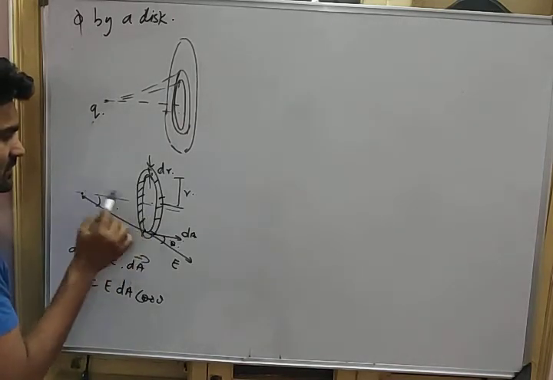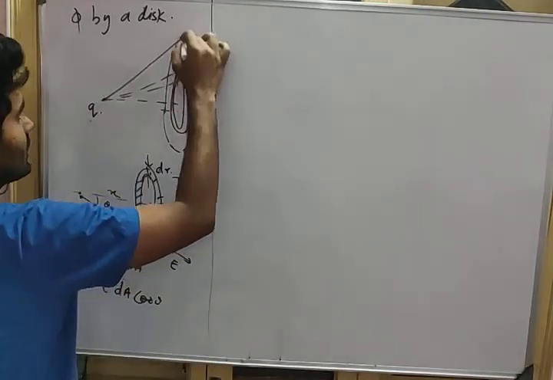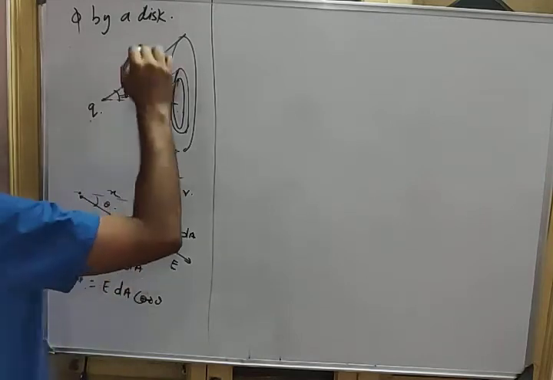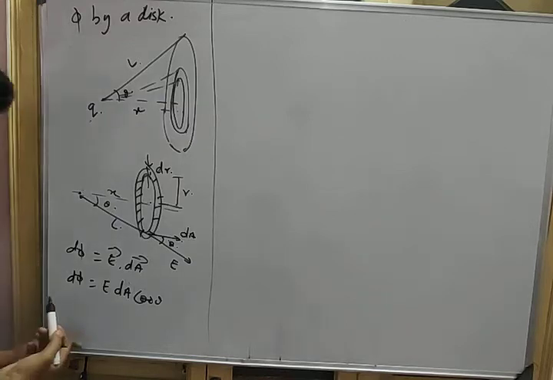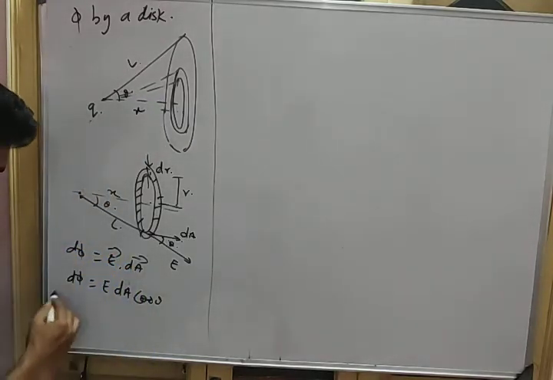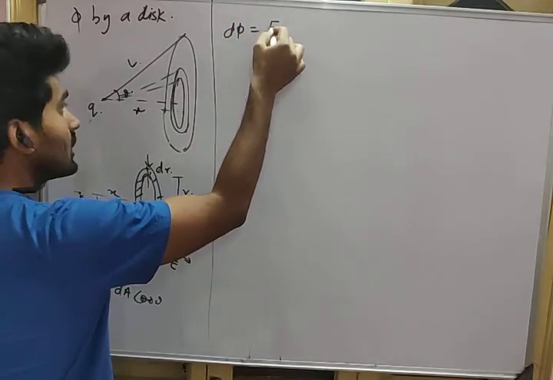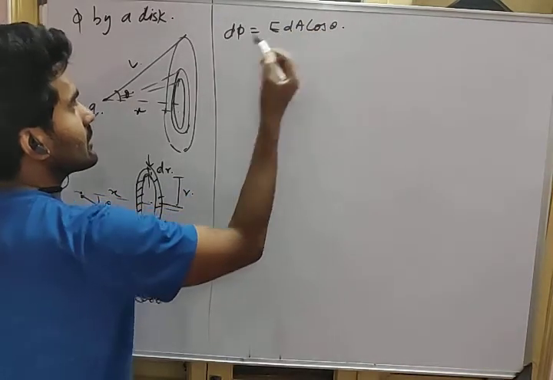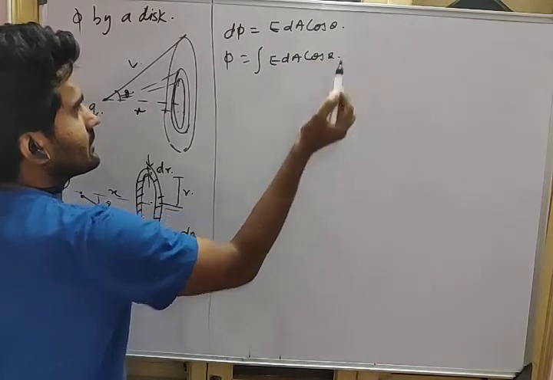Let us suppose this distance is x, and this is L, right? So what is cos theta here? Cos theta is x by L. From this we can see that this is theta, this is theta. So if this is x, this is L, so we can say this is x by L. So dφ is equal to E dA cos theta, so φ equals the integration of E dA cos theta, right?